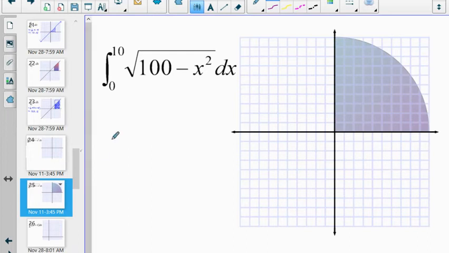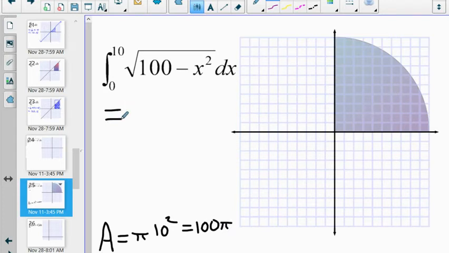And so I would say that the entire area of a circle with the radius of 10 would be pi times 10 squared, or 100 pi. But I'm only looking at 1/4 of that circle. So this is going to be 1/4 of 100 pi. And so this integral will be equal to 25 pi.